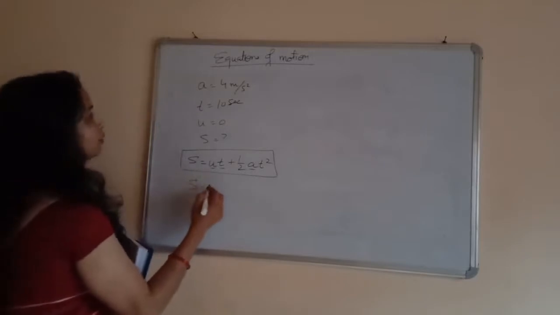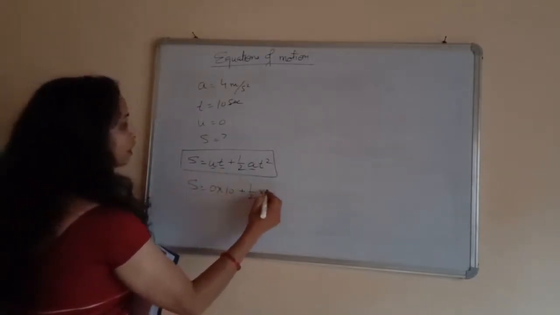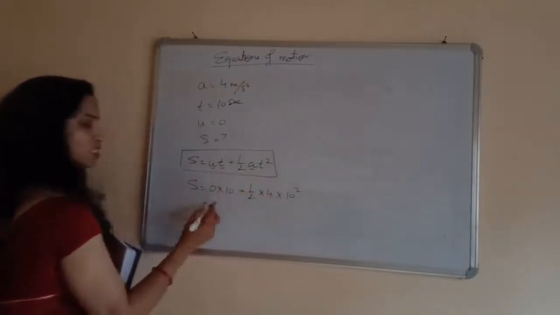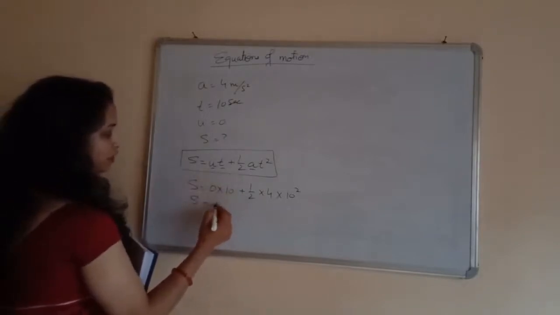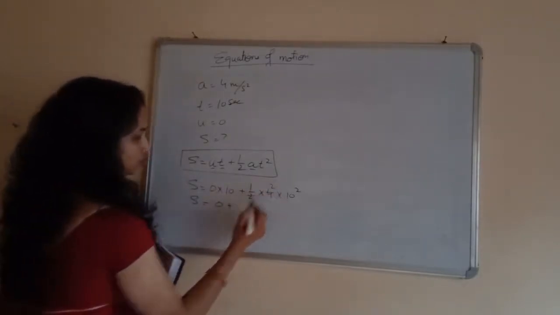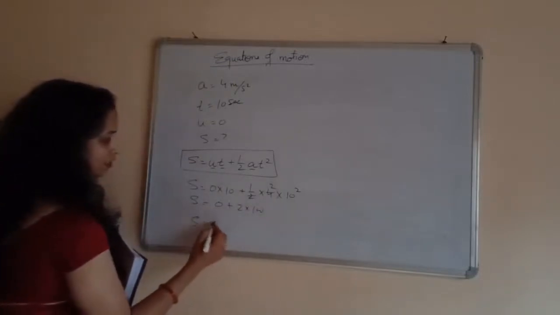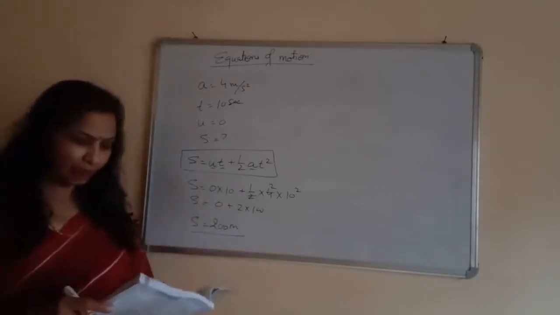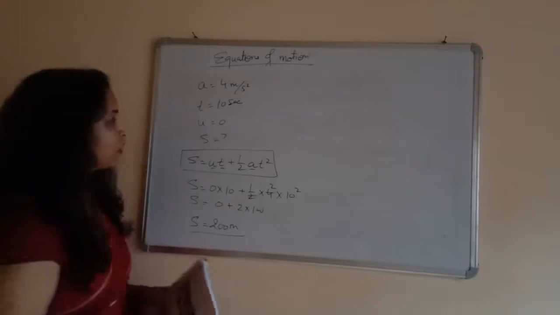So s is equal to u is 0 into time is 10, plus half into acceleration is 4 and time is 10 square. So now we put the values we have. It is 0 plus 2 into 10 square, which is 100. So s is equal to how much? 200 meter. Simple. So we can use the equations of motion to solve any numericals.